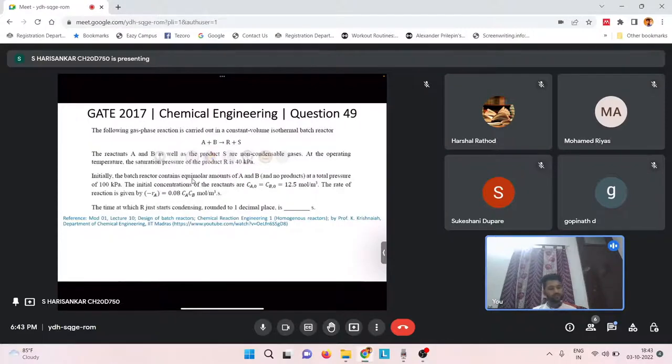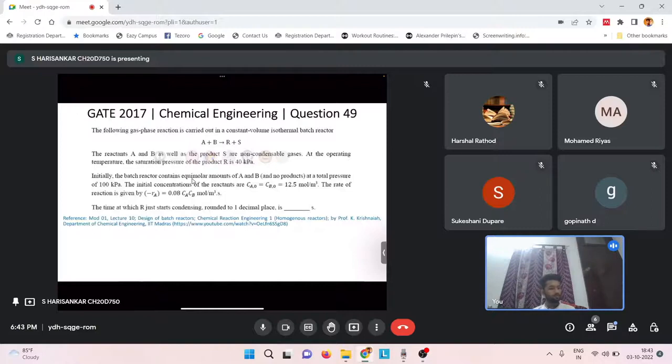So this is a question from GATE 2017 from Chemical Engineering, question number 49. The gas phase reaction is carried out in a constant volume isothermal batch reactor. The reaction is A plus B gives R plus S. The reactants A and B as well as the product S are non-condensable gases. At the operating temperature, the saturation pressure of the product R is 40 kilopascal.